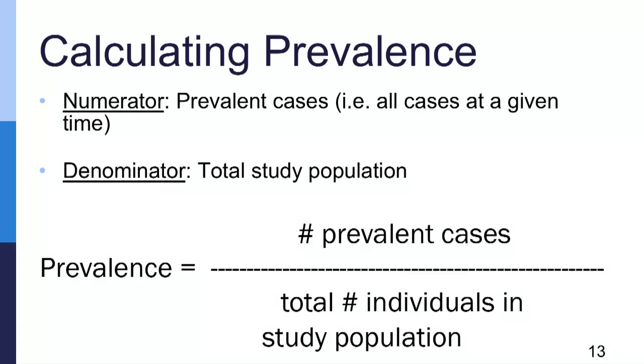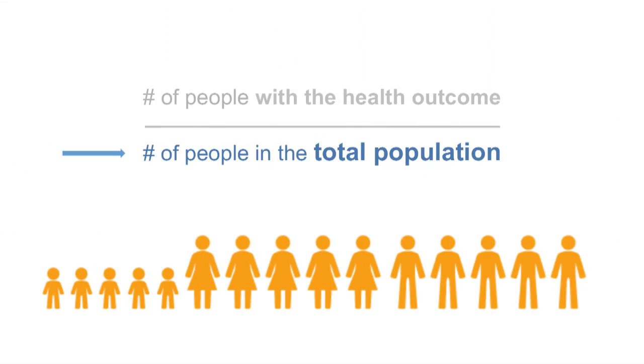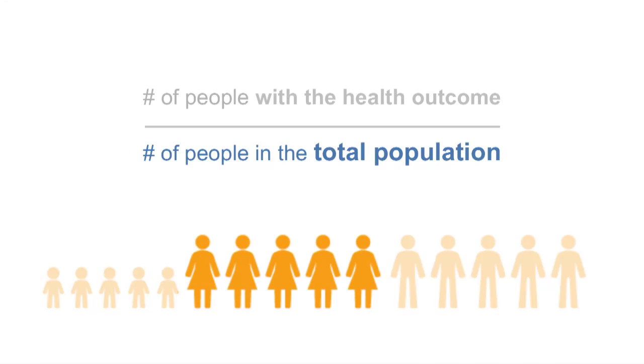For all measures of disease occurrence, it is important to think about who should be in the denominator of your calculation. You want the denominator to represent the people who could have the disease or health outcome in your study population. Think about who would be in the denominator when calculating the prevalence of pregnancy among women in North Carolina. The denominator would be women of reproductive age in North Carolina who are able to become pregnant.